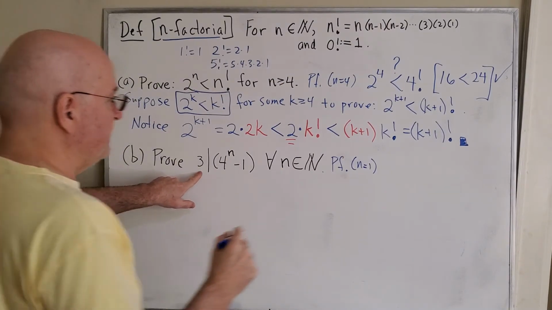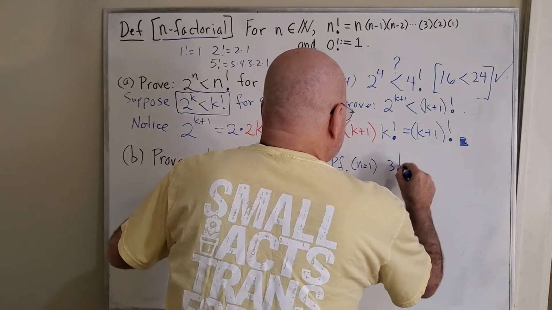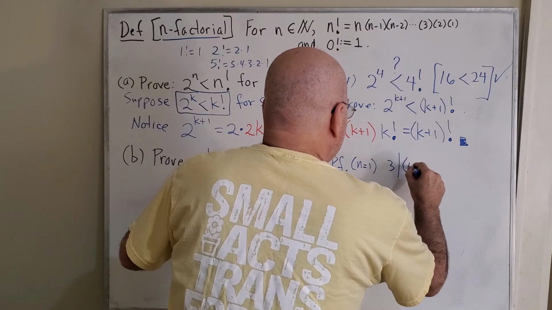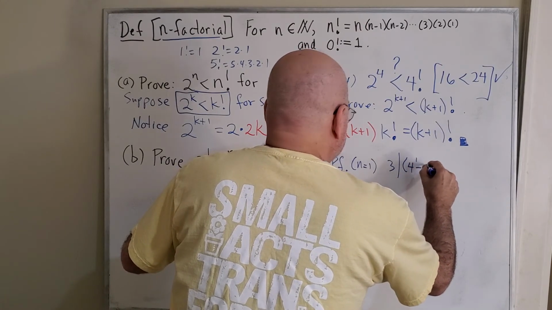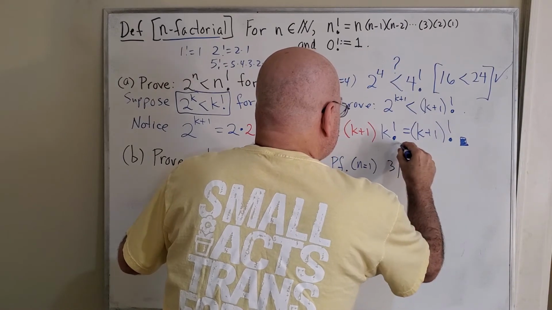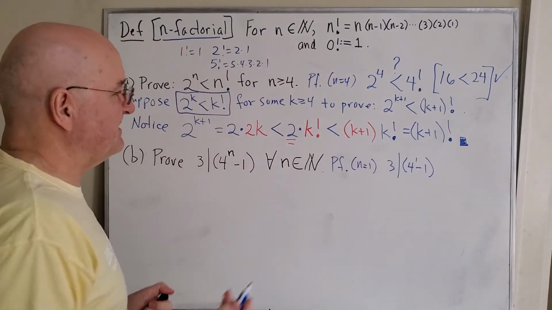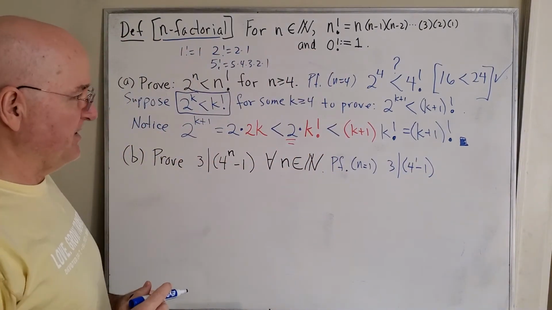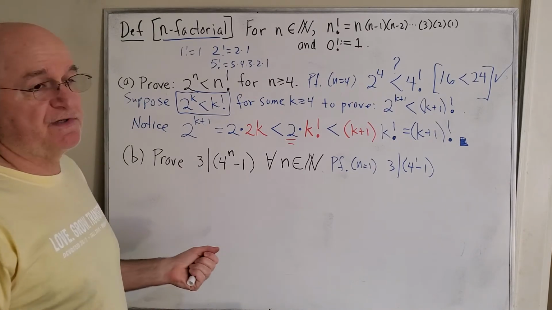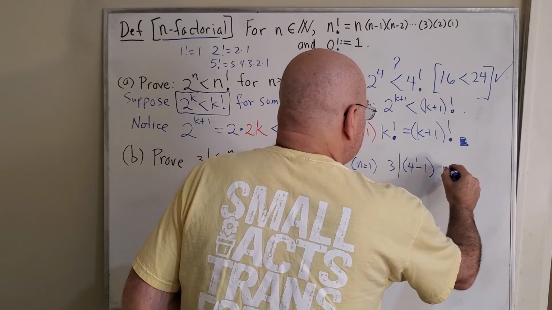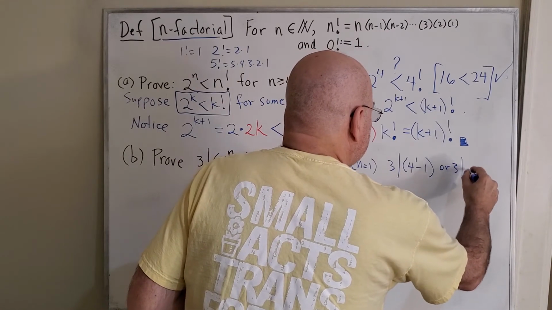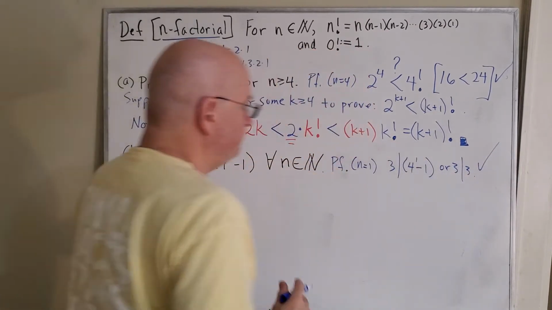Okay, does 3 divide 4 to the 1 minus 1? Yes, that's obvious. I'm not even going to put a question mark there. 4 to the 1 minus 1 is 3. 3 goes evenly into 3. So the base case, I'll go ahead and say 3 divides 3. We're done.